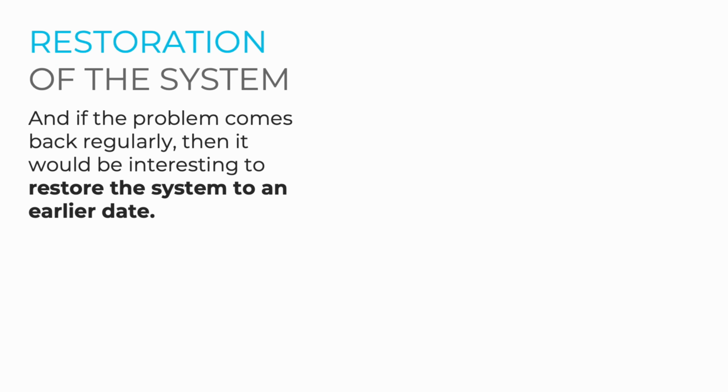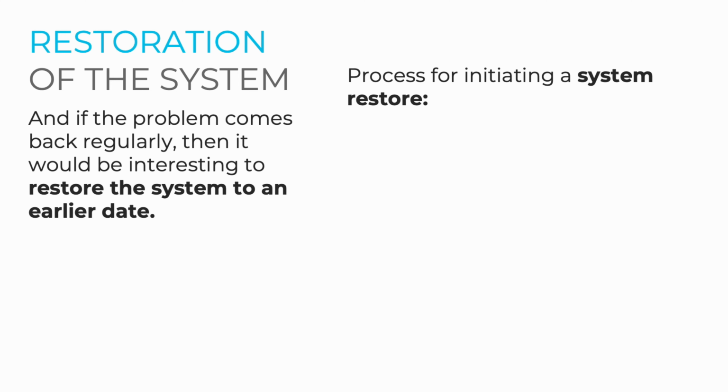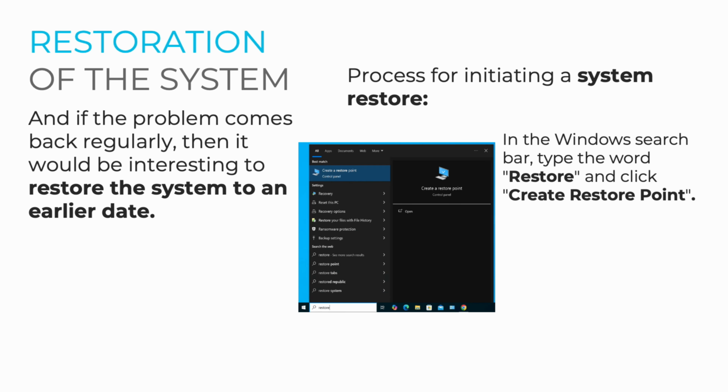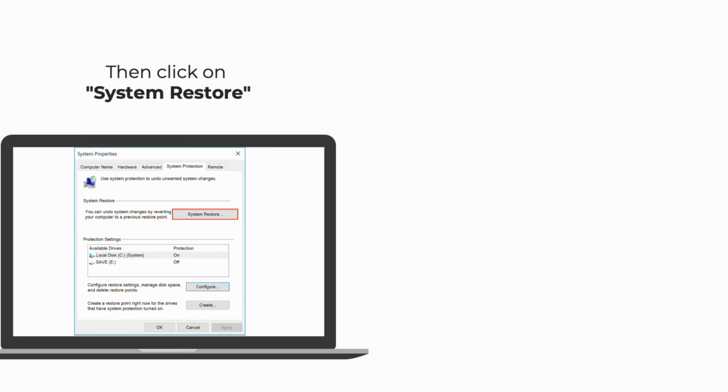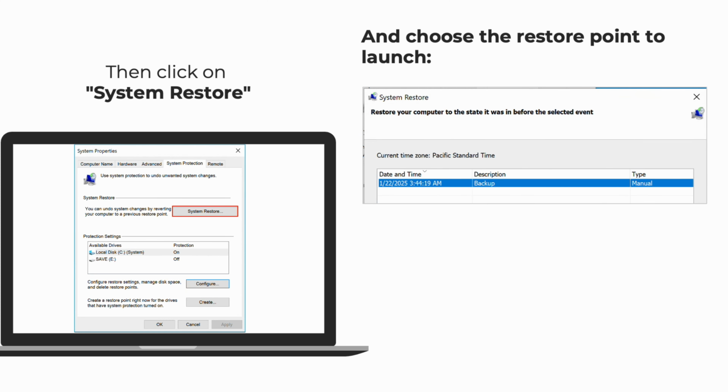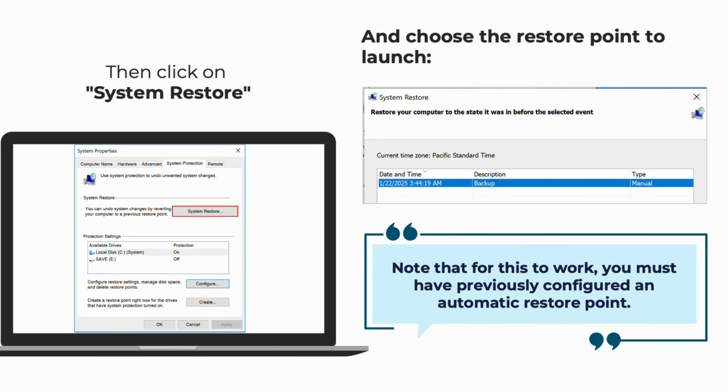You may also want to consider reinstalling the graphics card drivers. System restore: if the problem comes up regularly, then it would be interesting to restore the system to an earlier date. That is to say, a date when there was no such problem. Here are the steps to initiate a system restore. In the Windows search bar, type the word restore and click Create Restore Point. Then click on System Restore and choose the restore point to launch. Note that for this to work, you must have previously configured an automatic restore point.